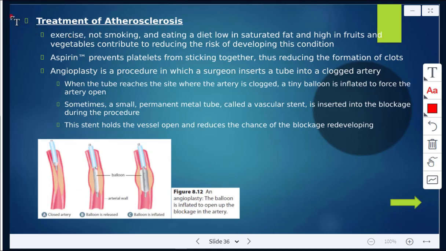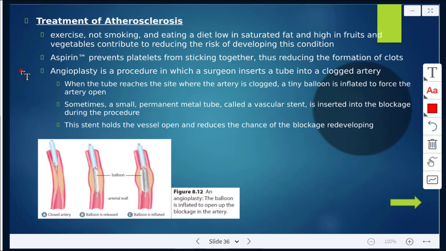Treatment for atherosclerosis: things like exercising, not smoking, eating a diet low in saturated fats and high in fruits and vegetables contribute to reducing the risk of developing this condition. Aspirin is taken. It prevents platelets from sticking together, so it reduces the formation of blood clots.